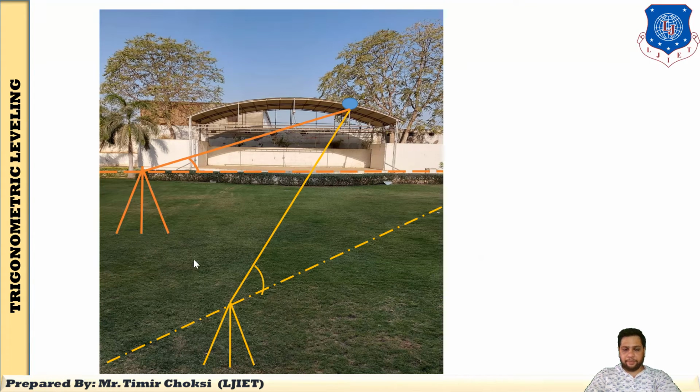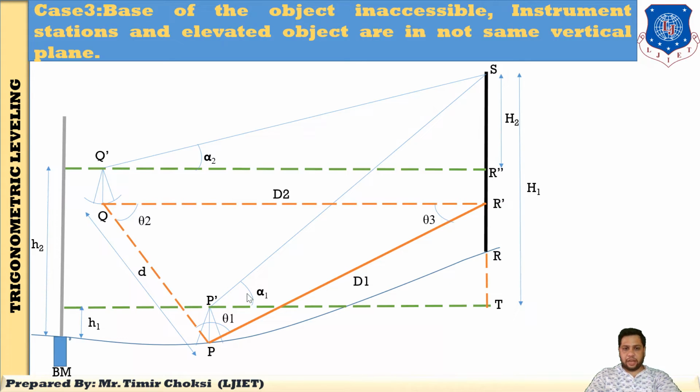So d is fine. Now you know that the vertical angles theta 1 and theta 2 you will find with a transit theodolite. Okay, so alpha 1, sorry, here the notation is different: alpha 1 and alpha 2. So alpha 1 and alpha 2 are fine. Now H1 and H2 are the staff readings taken from station P and Q respectively.